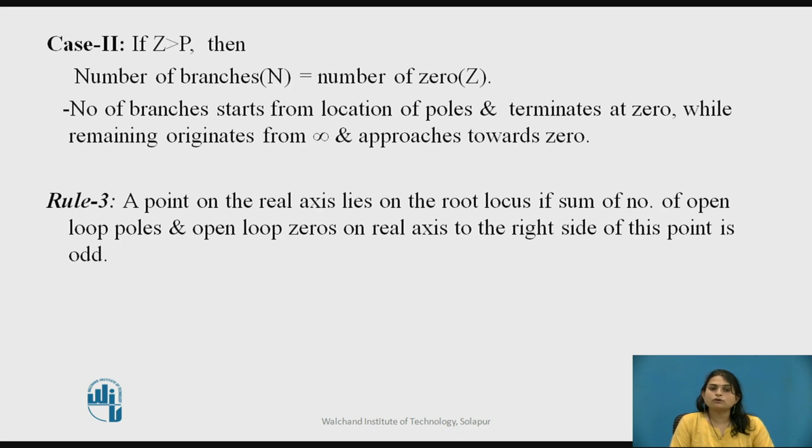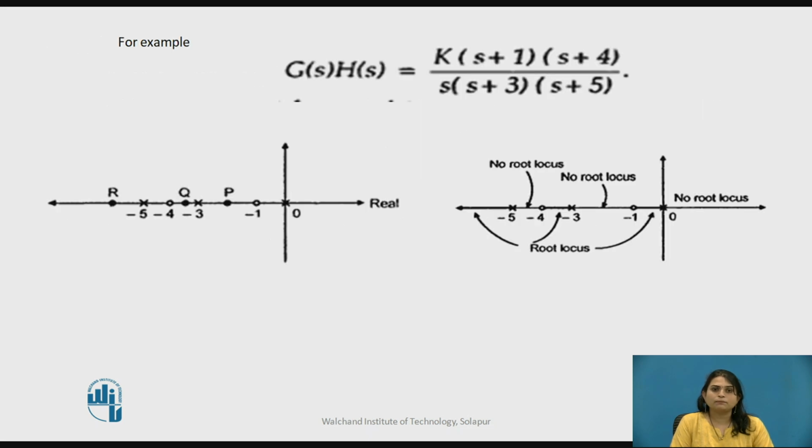So where the root locus occurs, that we will calculate in rule number 3. For example, this is the transfer function in which we have two zeros, so that will be calculated by s plus 1 and s plus 4, and from the denominator equation we are going to calculate the poles. So two zeros, s is equal to minus 1 and s is equal to minus 4. It is represented by the circle.